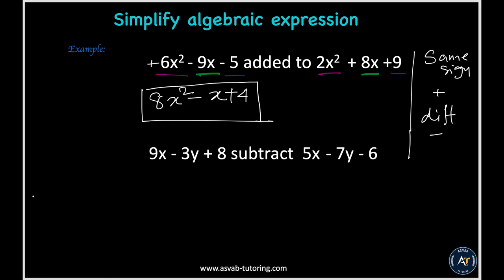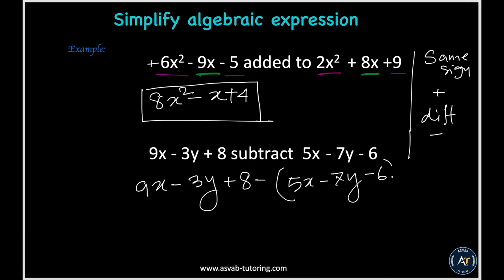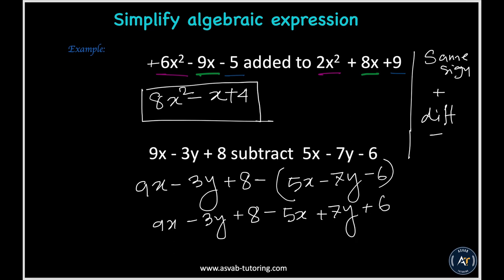Okay, let's do subtract. This subtract that. First write the first term: 9x minus 3y plus 8. If you want to subtract, you need to put a subtraction sign and put parentheses, because this negative sign will multiply the whole thing inside. So you have 5x minus 7y minus 6. If you simplify that, you will get 9x minus 3y plus 8 minus 5x plus 7y plus 6. Now you need to find the like terms again here.